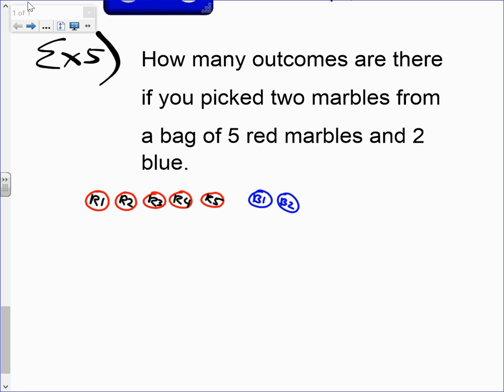5 red marbles, 2 blue. You stick your hand in and grab 2. What are the possible outcomes? Let's list them. If I stick my hand in, I can get the first red marble, R1, and I can get the second red marble, R2. That's one possibility. Another possibility is I get the first red marble, and then what's another possibility besides R2?